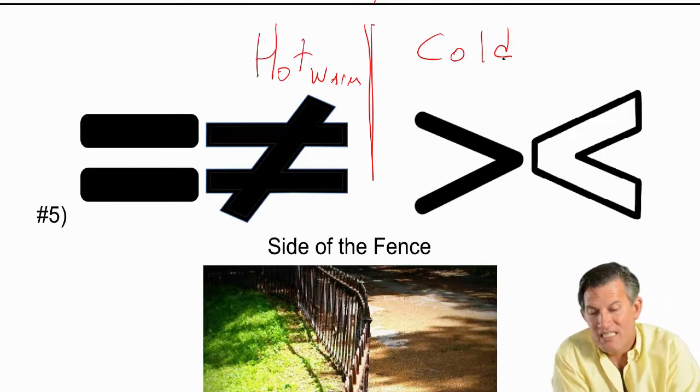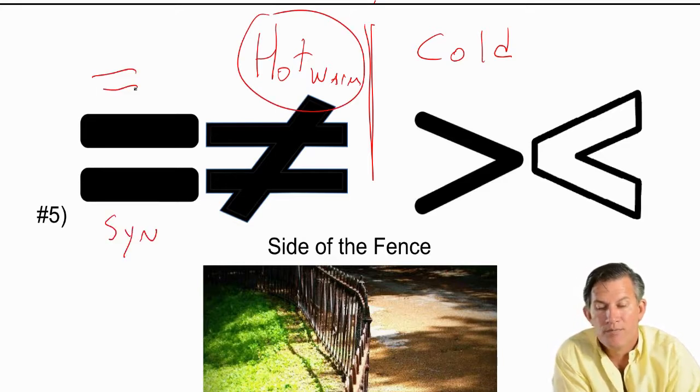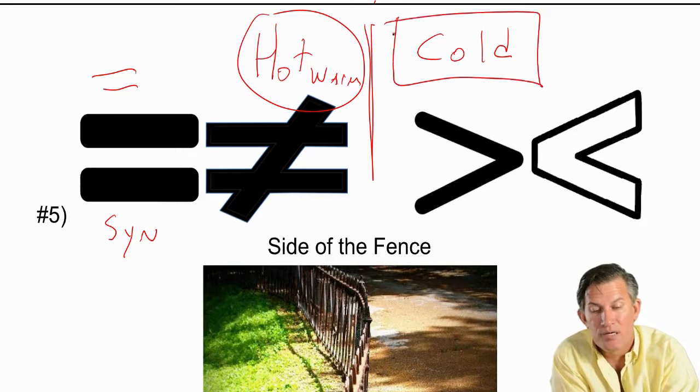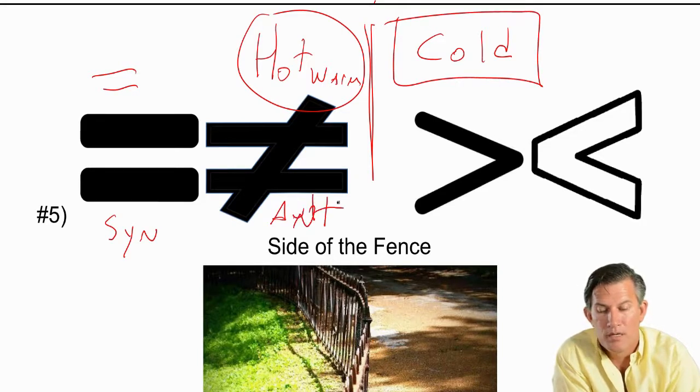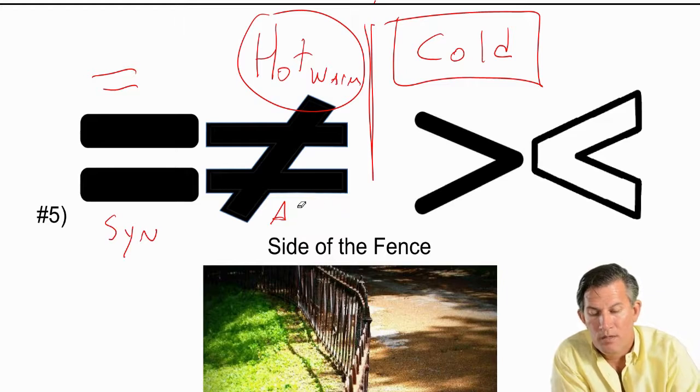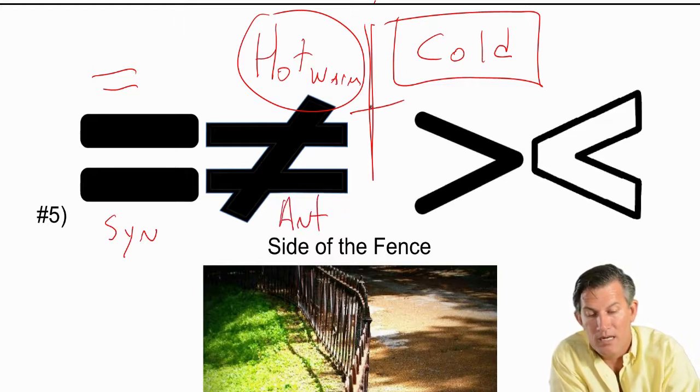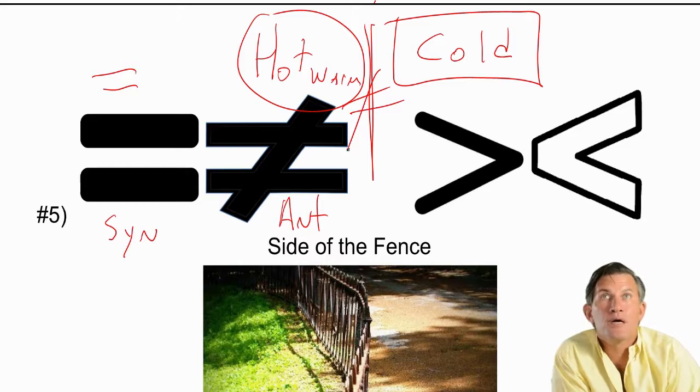So if it's on the same side of the fence, then that's a synonym. And so you can just write an equal sign. If it's on the opposite side of the fence, then it's an antonym, which is a relationship, okay? It just says an antonym is like not equals, okay?